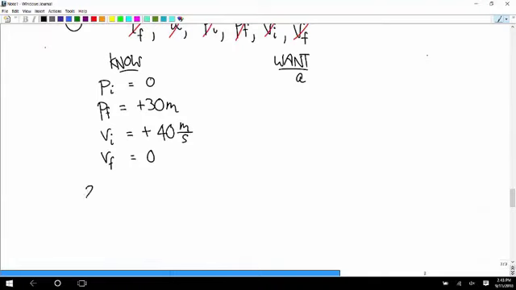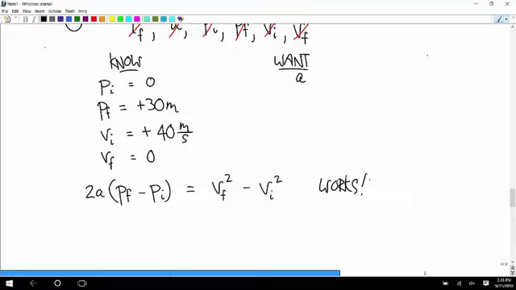So the equation that works is 2A times the quantity position final minus position initial is equal to V final squared minus V initial squared. And so now I'm going to put all this stuff in, and I'm going to keep the units as I do it. Up through the first test, I want you to keep your units in all your calculations, and I'll show you how to do that. But first, I'm just going to write them in here.